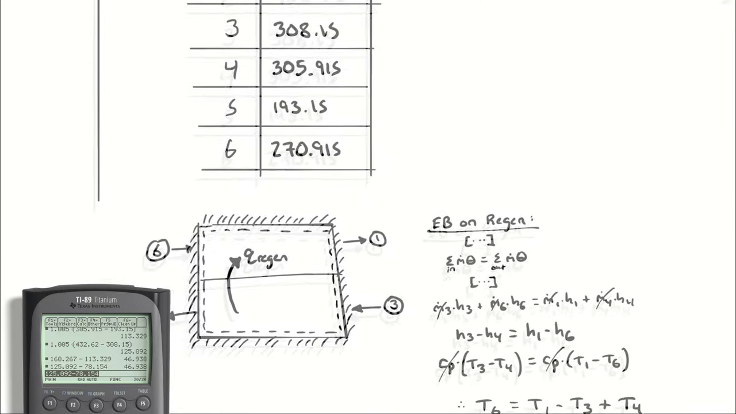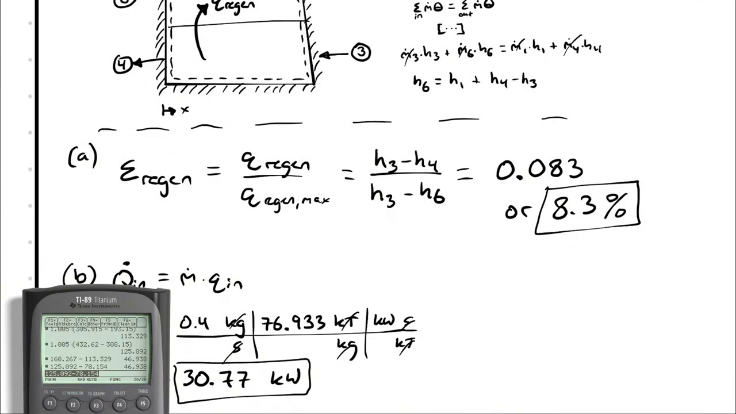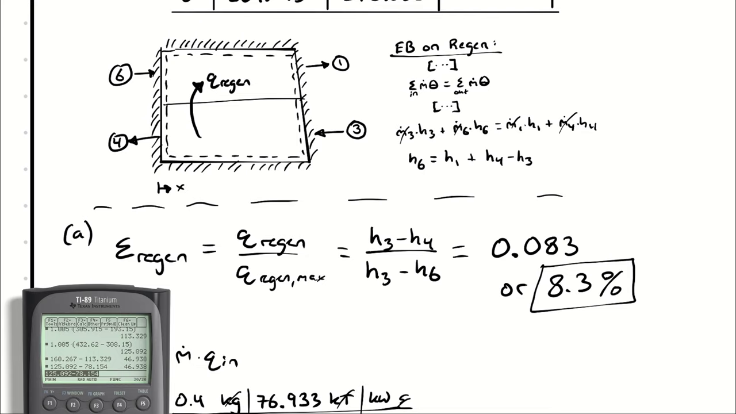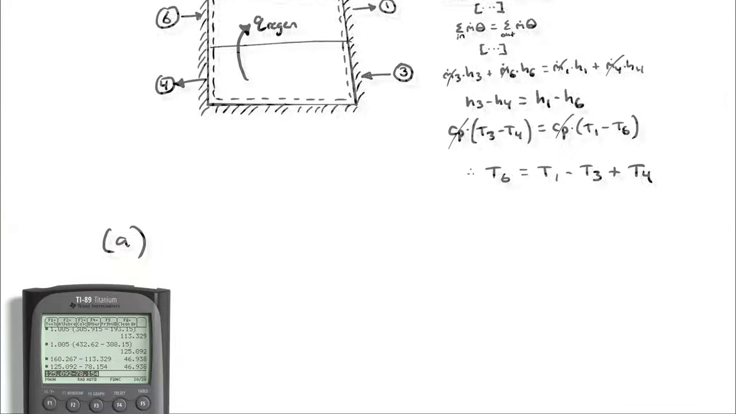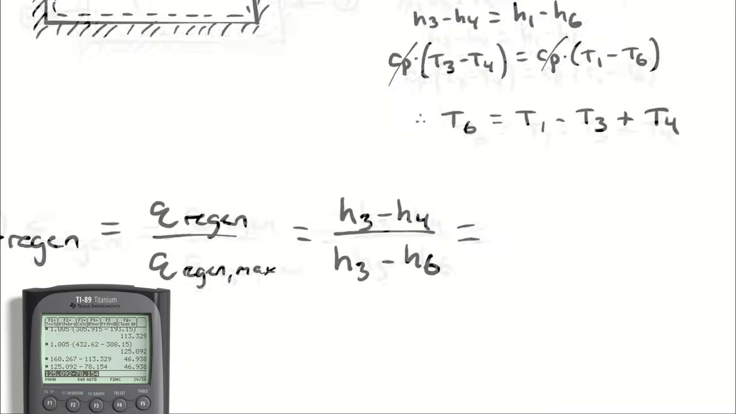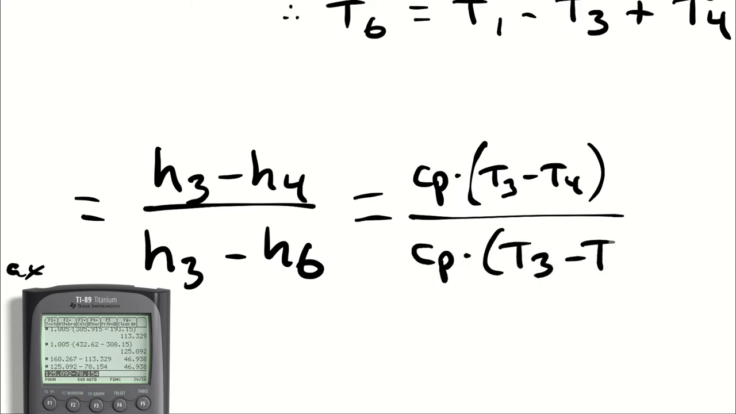Now we can proceed to the rest of the problem. So again, we're using the same equation for the effectiveness of the regenerator. The only difference here is that we are plugging in Cp delta T. And we could build that with the plot that I had drawn earlier with the temperature distribution across the regenerator. We can use the same temperature plot to relate our difference in temperatures, just like we did with our enthalpies. So the effectiveness is equal to Q regen divided by Q regen max. The only difference is that we are using Cp delta Ts. So Cp times T3 minus T4 divided by Cp times T3 minus T6.